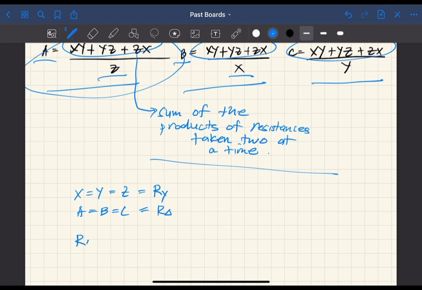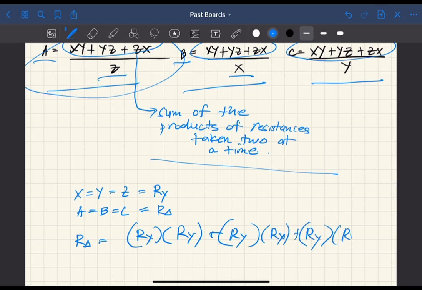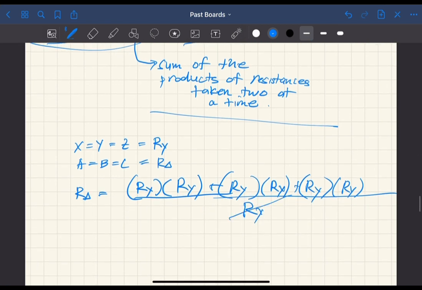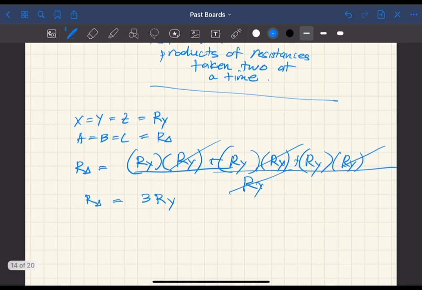Say R delta is equal to Ry times Ry plus Ry times Ry plus Ry times Ry all over Ry. So cancel. So R delta is equal to 3 Ry, which also implies that Ry is equal to R delta over 3.